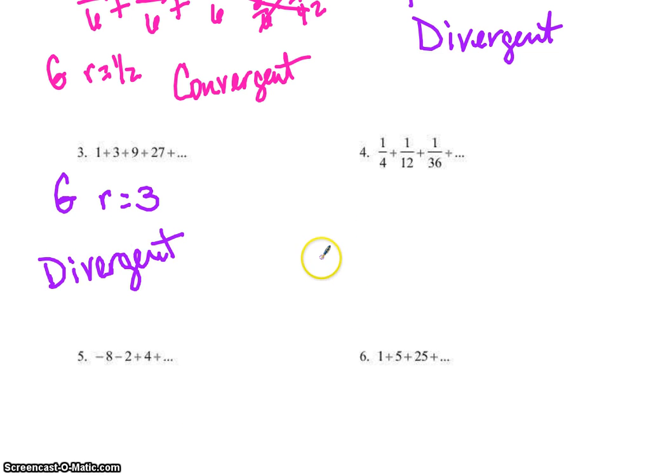Looking at number 4, we've got fractions. Before we go to a common denominator, look and see if there's a pattern. What do you do with 4 to get 12? Well, you would multiply it times 3, right? What do you do with 12 to get 36? Well, you would multiply it by 3. So it looks to me like we are multiplying by 1 over 3, and so it is geometric, and your R is 1/3. So geometric, and if your R is less than 1, it has a limit, and it is convergent.